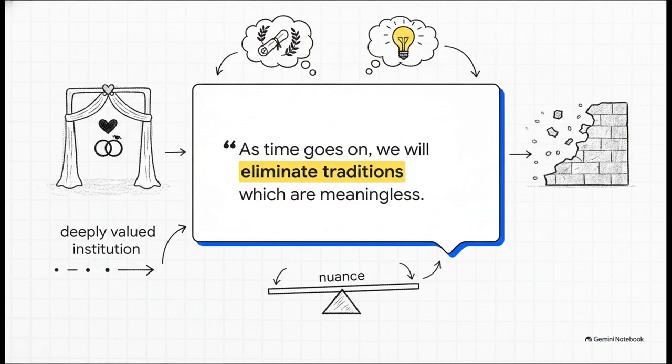In one sentence, a father is persuading his son of the importance of the tradition of marriage. Yet, in another sentence provided by the text, it says, "As time goes on, we will eliminate traditions which are meaningless." This shows you the full spectrum of how the word operates in modern conversation. It's something to protect, sure, but also something to question.